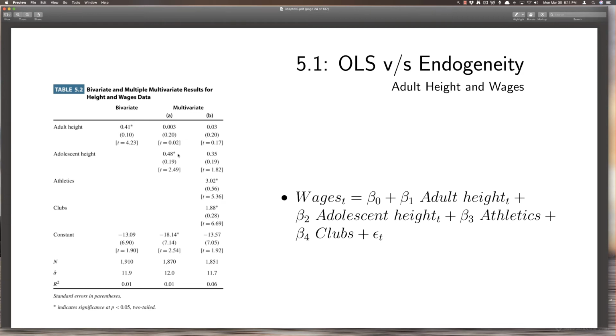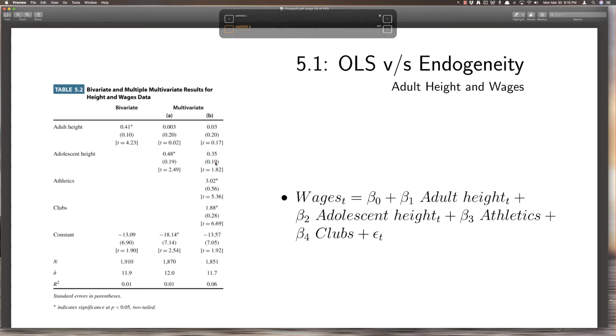Well, what about this first regression? So this first one is only adult height and adolescent height. It is not including athletics and clubs for this first multivariate regression. So this one, if it was unbiased, we could go up here and say, is it statistically significant? It's not actually. It's not statistically significant. So we cannot interpret this coefficient. Then we add 2 more controls, athletics and clubs, and what we see is we're also not statistically significant.